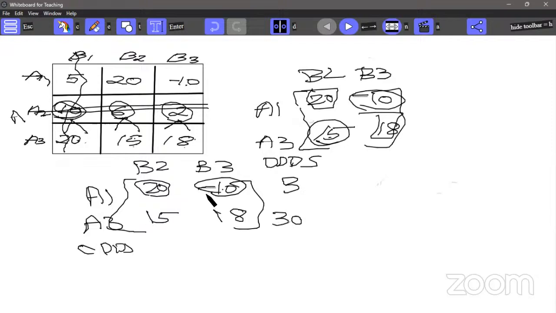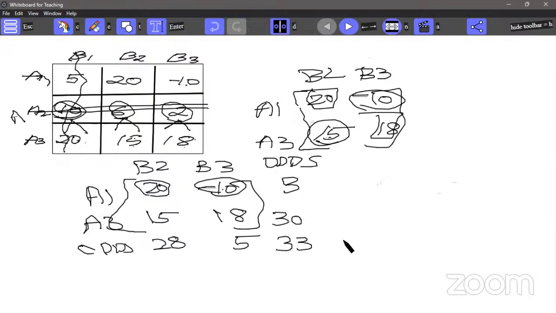Now, for the first column, what is the difference between 20 and 15? 5. Write down here. Difference between minus 10 and 18? 28. Very good. Write down on the opposite side. Are you getting the point? Now, 28 plus 5 is how much? 33. 3 plus 30?